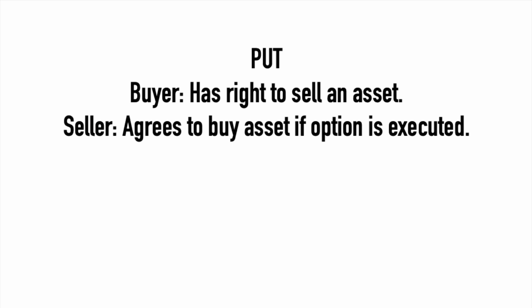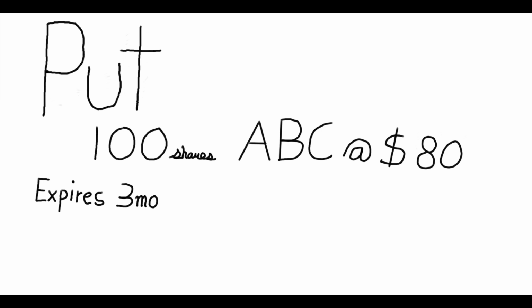A put option gives the buyer the right to sell an asset at a set price by a set date. An example of this would be the right to sell 100 shares of stock ABC at $80 per share. If the stock trades for below that, say $75, then you can sell it for more than it's selling for in the market, being profitable for you.